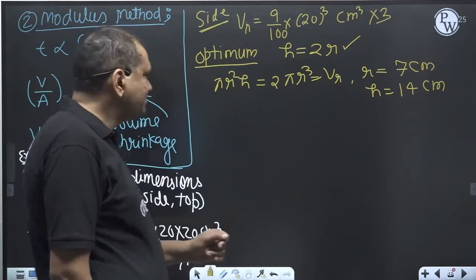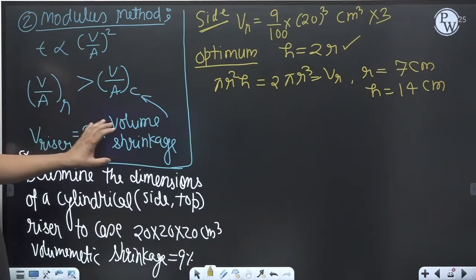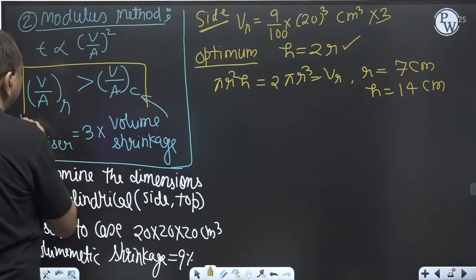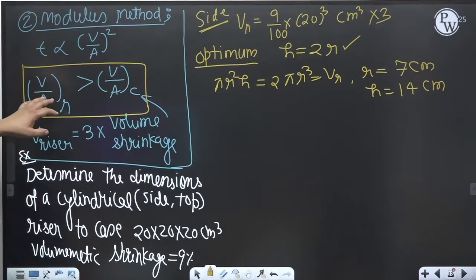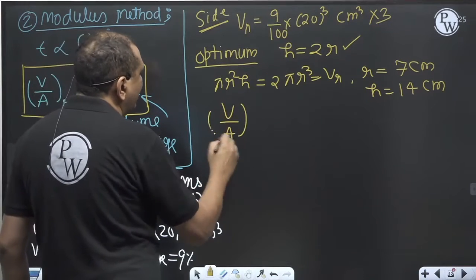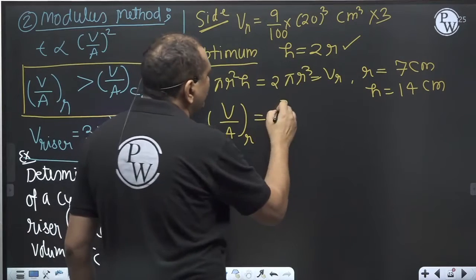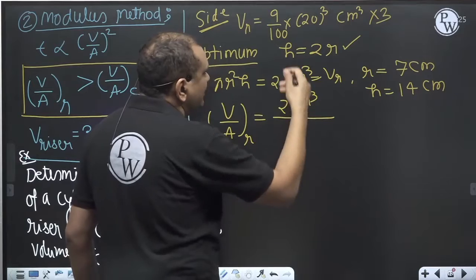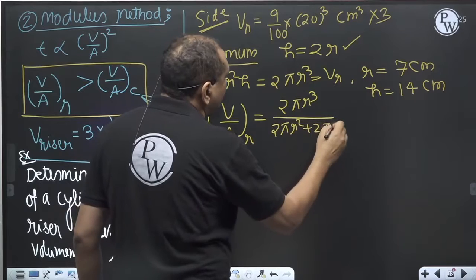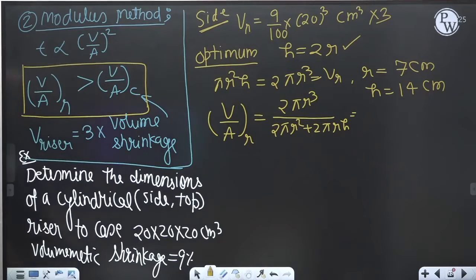So what I told you, after satisfying this, you check this condition, because riser should solidify after casting. So volume by surface area of riser: volume is 2 pi r cube. Surface area, because it's a side riser, is 2 pi r square plus 2 pi r h. You know everything. You know r, you know h. You can find out volume by surface area of riser.